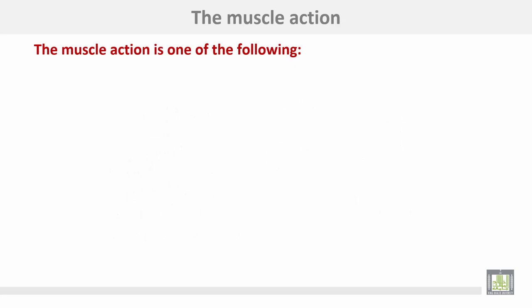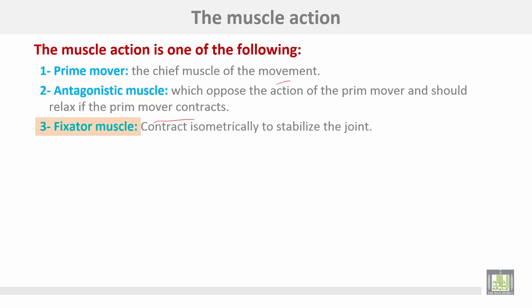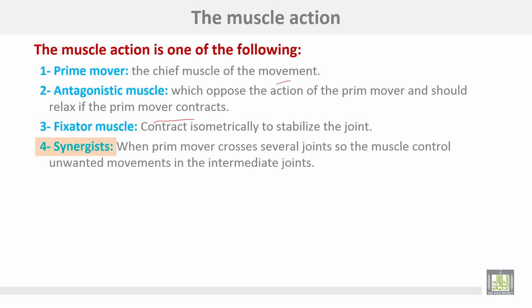The muscle action is one of the following. Number one, prime mover, the chief muscle of the movement. Number two, antagonistic muscle, which opposes the action of the prime mover and should relax if the prime mover contracts. Fixator muscle contracts isometrically to stabilize the joint. Synergist muscle: when the prime mover crosses several joints, the synergist controls unwanted movements in the intermediate joints.